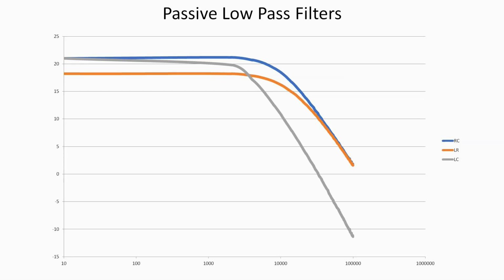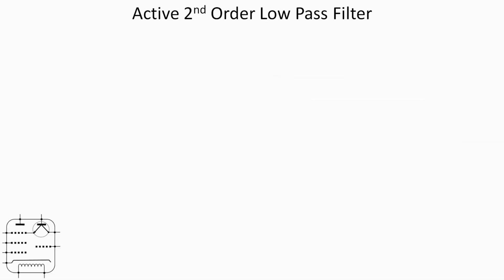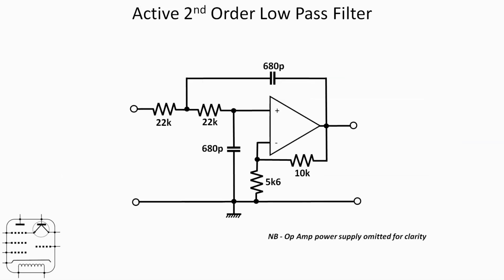Let's now move on and have a quick look at just one active filter, again a low pass one. So it's a second order filter, and here's the circuit. Involves an op amp, and I've omitted the power supply for clarity. So essentially what we've got here, the two 22k resistors and the two 680 picofarad capacitors are what do the actual filtering. The rest of the circuit is to do with reining in the ridiculous gain of op amps.